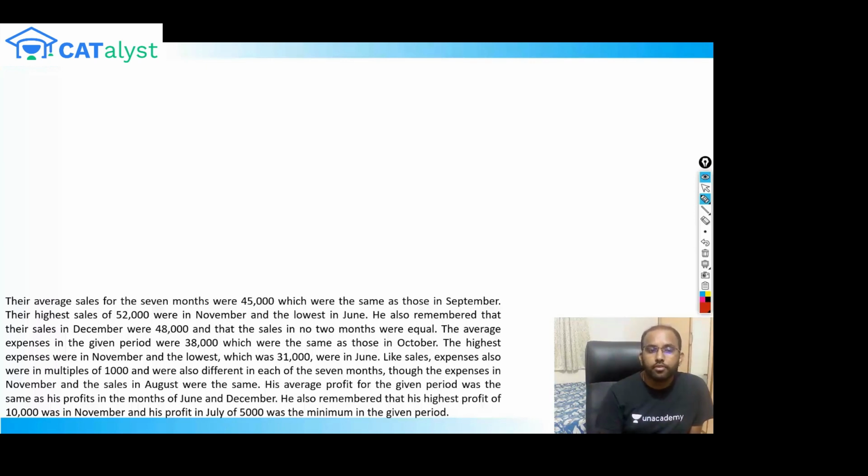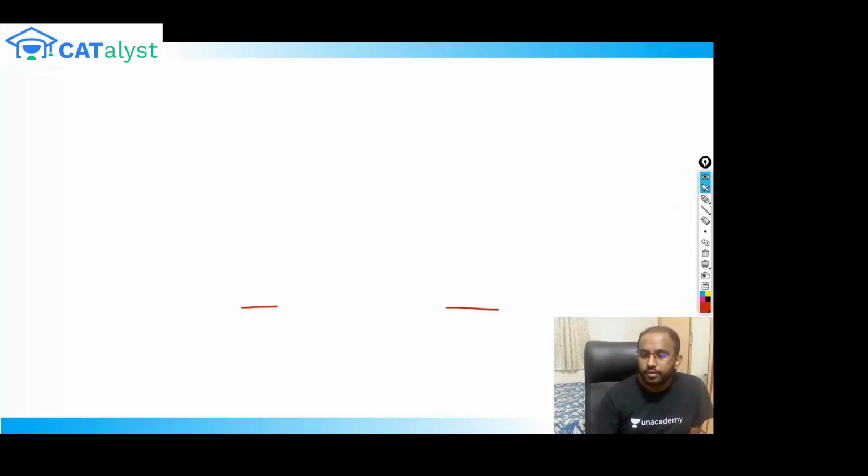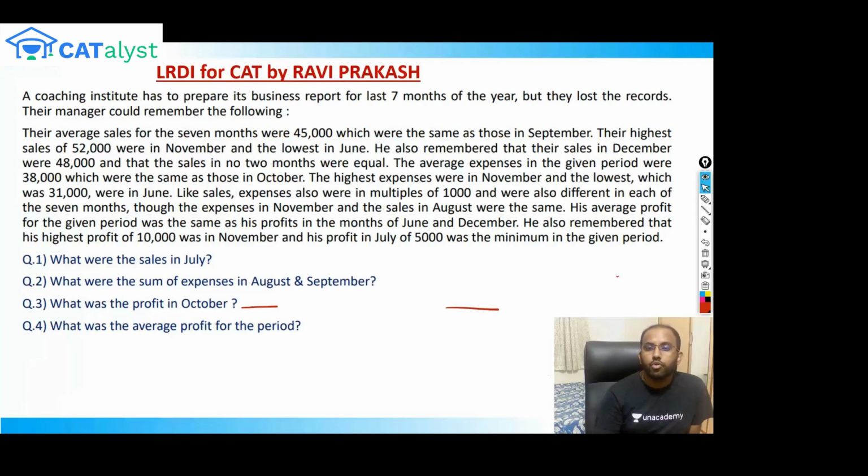For example, this set talks about the average sales for the 7 months being 45,000, which was the same as that in September. A coaching institute has to prepare its business report for the last 7 months of the year, but they lost the records. Their manager could remember the following: their average sales for the 7 months were 45,000, which was the same as in September.